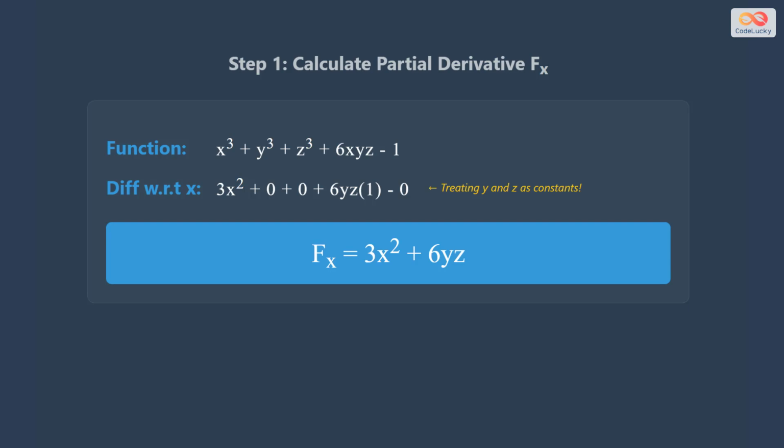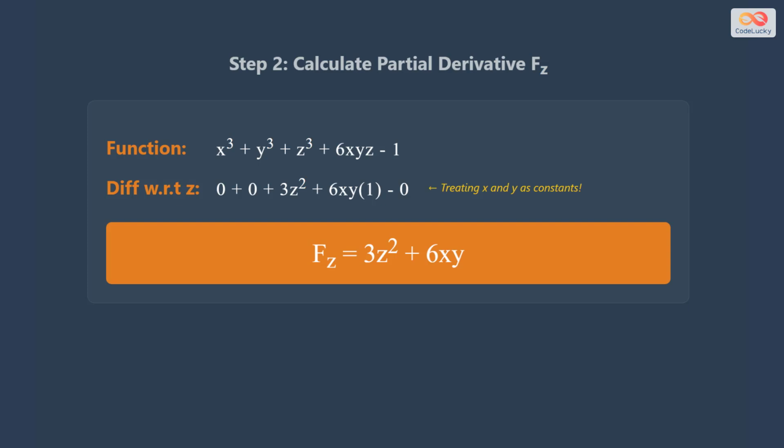Step 1 is to calculate f sub x. We differentiate the function with respect to x while treating y and z as constants. The derivative of x cubed is 3x squared. The derivative of 6xyz is 6yz because y and z are just coefficients here. The other terms become 0.